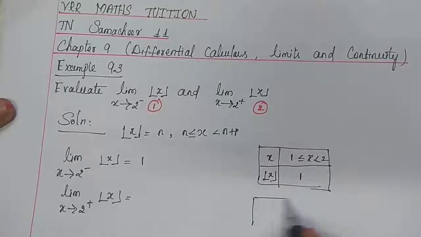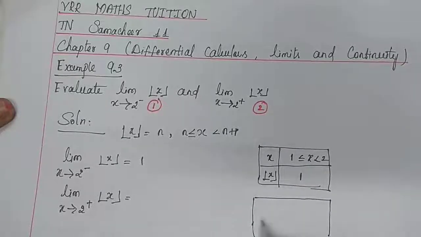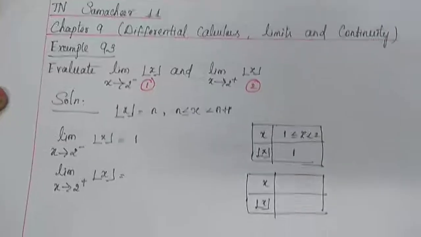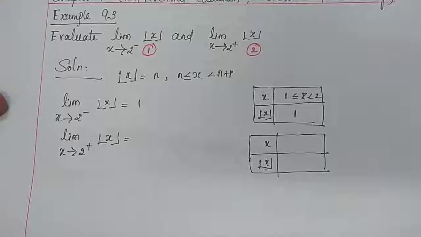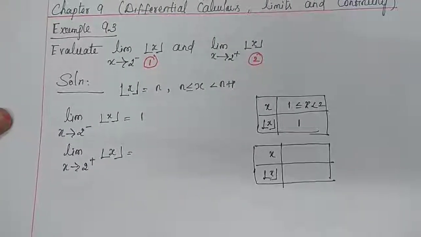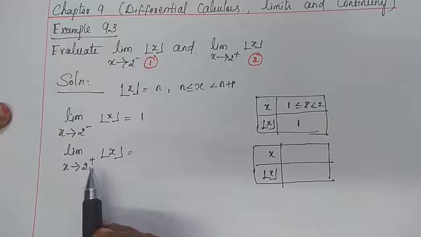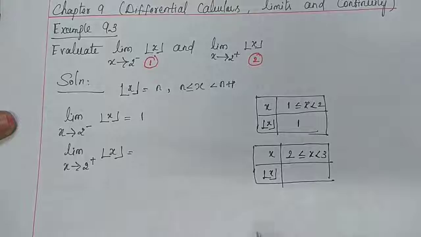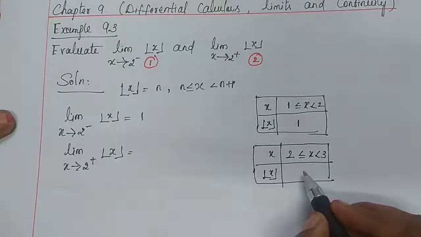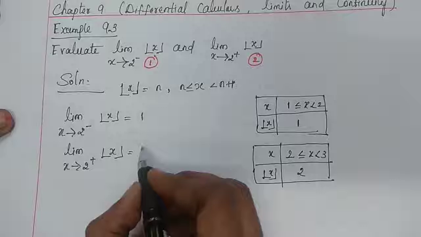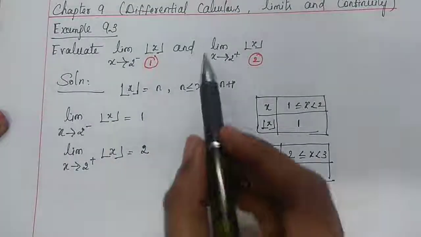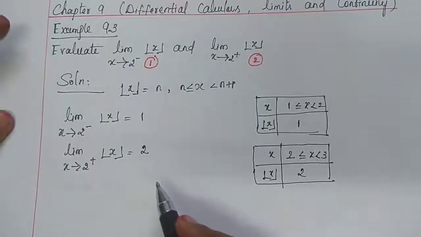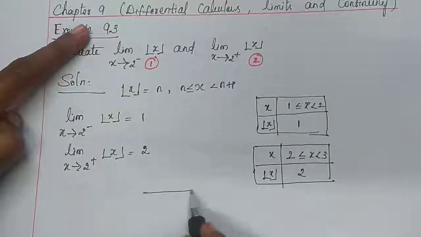The limit as x tends to 2 plus of the greatest integer function of x is equal to. So draw one more table: x, and the greatest integer function of x. 2 plus means right of 2. It is 2 less than or equal to x, less than 3. So the greatest integer function of x takes 2. Therefore the value of this is 2. The numbers 1 and 2 are calculated. Therefore, example 9.3 is over.